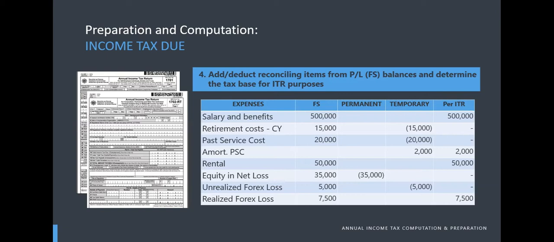Rental, there are no reconciling items. However, as discussed last time, if there is a difference between the audited amount of rental expense reported in the FS versus the actual payments during the year, then it should be considered as a temporary difference.